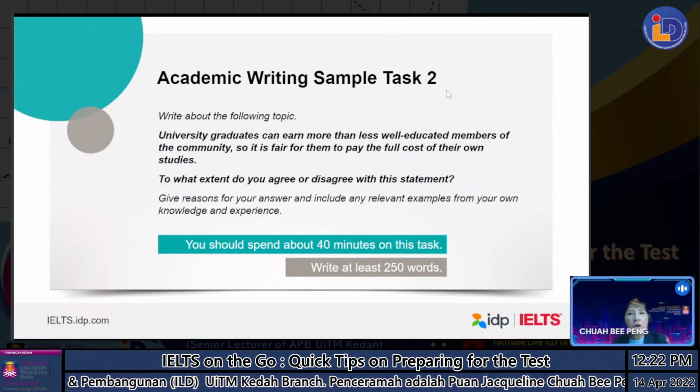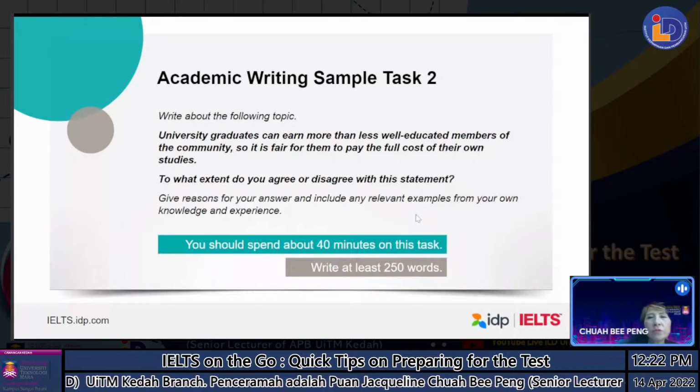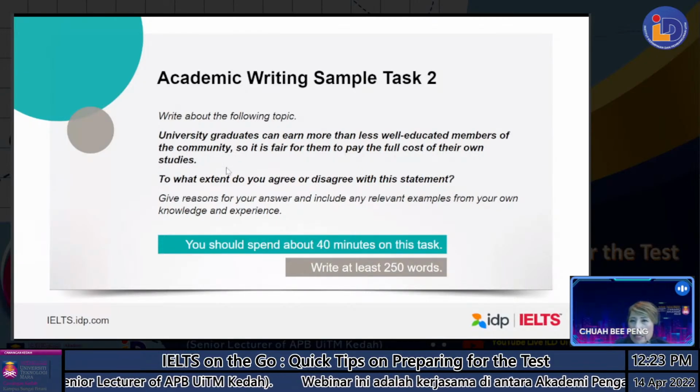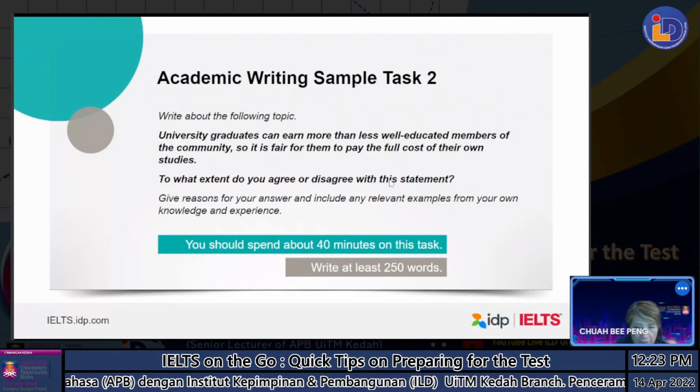Okay. So, academic writing sample Task 2. It's something like this, very straightforward. But you have to be careful. Some people don't do quite well in Writing Task 2 because they misunderstand the question, or they leave out some of the requirements of the question. So you have to read very carefully and address each part of the question fully in your writing.